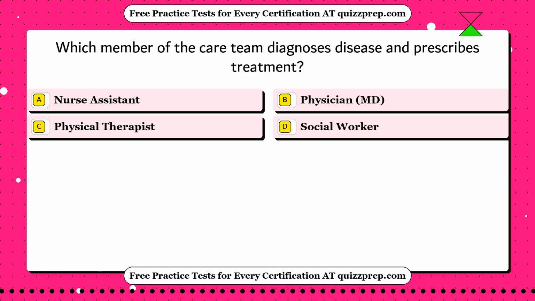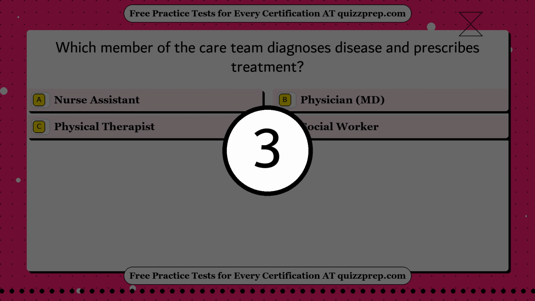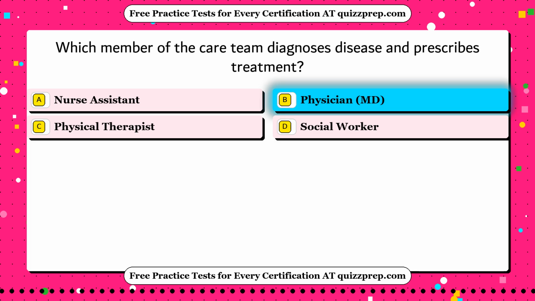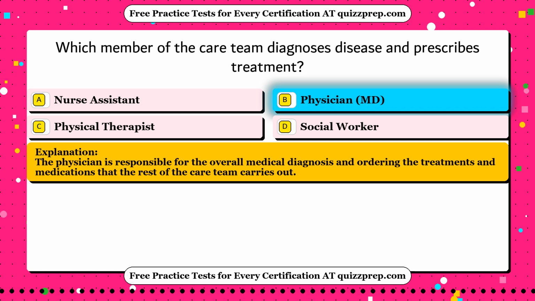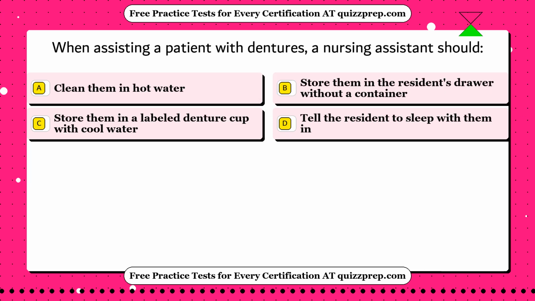Question 25. Which member of the care team diagnoses disease and prescribes treatment? Option A, nurse assistant. Option B, physician, MD. Option C, physical therapist. Option D, social worker. The correct answer is Option B, physician, MD. The physician is responsible for the overall medical diagnosis and ordering the treatments and medications that the rest of the care team carries out.